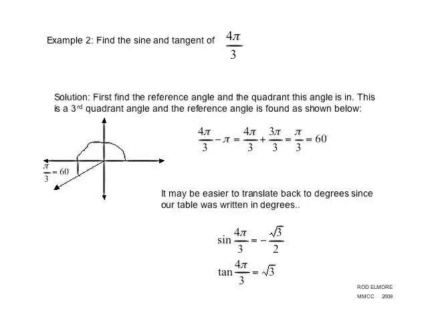So let's try the tangent. The tangent of 4 pi over 3 will have the same absolute value as the tangent of pi over 3, or 60 degrees. And we know that the tangent of 60 degrees is the square root of 3. And we also know that the tangent is positive in the third quadrant. So we're able to do all of that because we know those basic ideas and facts.